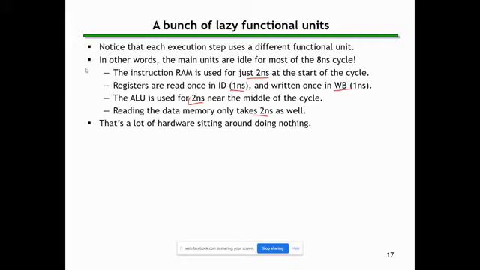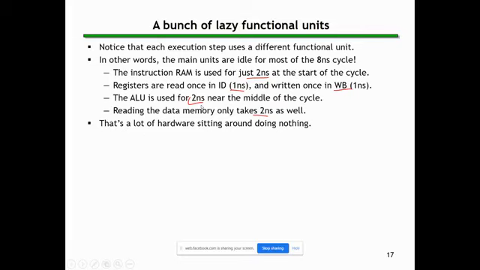The instruction RAM, random access memory, is used for just 2 nanoseconds at the start of the cycle. Registers are read once in ID, instruction decode, for 1 nanosecond, and then written once in WB, write back, for 1 nanosecond. So how it becomes: 2, and then 3, and then 4, and then 6, and then 8. So in total it takes 8 nanoseconds.